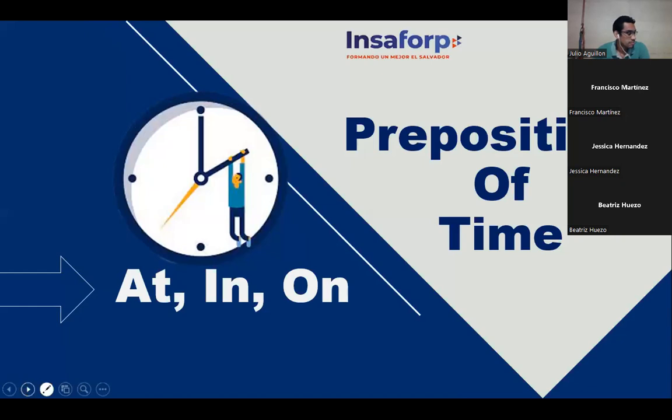So the first one, here we have prepositions of time, preposiciones de tiempo. First of all, nos vamos a enfocar, we are going to focus on at, in, on. So we are going to try to understand how to use them, tratar de entender cómo utilizarlos. So we're going to move on to this part.